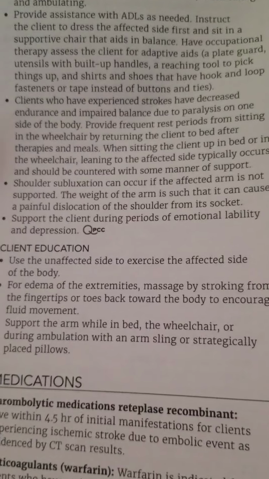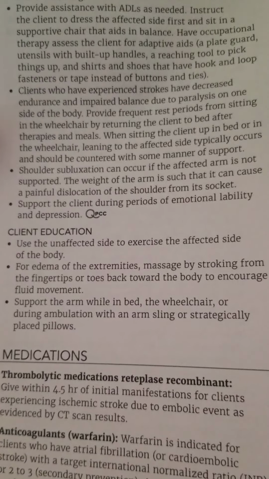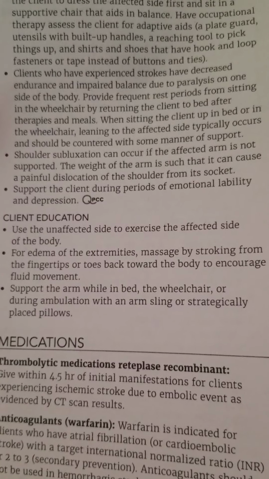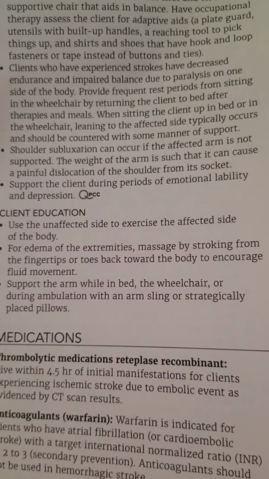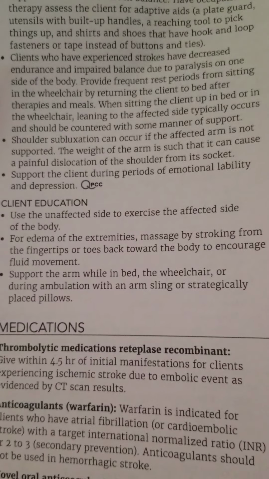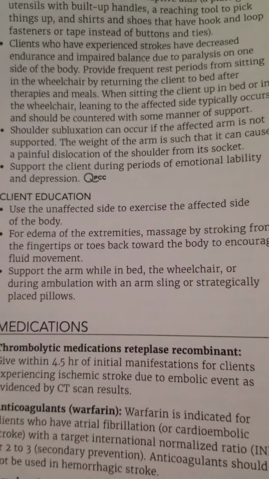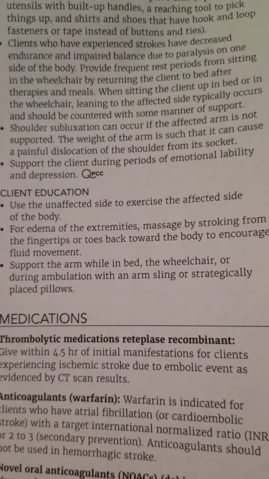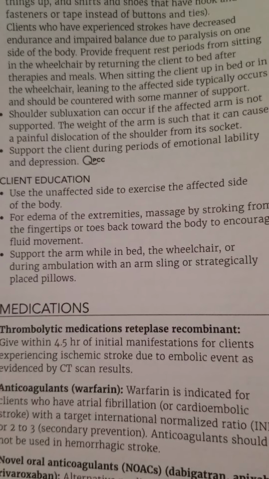Clients who have experienced stroke have decreased endurance and impaired balance due to paralysis on one side of the body. Provide frequent rest periods from sitting in the wheelchair by returning the client to bed after therapies and meals. When sitting the client up in bed or in the wheelchair, leaning to the affected side typically occurs and should be countered with some manner of support. Shoulder subluxation can occur if the affected arm is not supported. The weight of the arm is such that it can cause a painful dislocation of the shoulder from its socket.